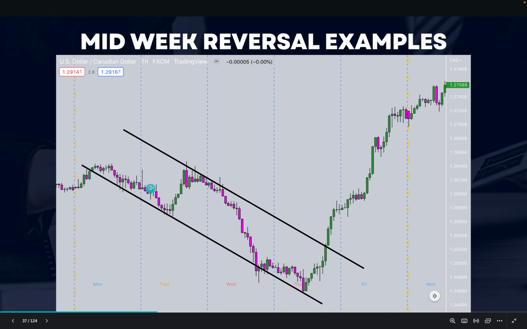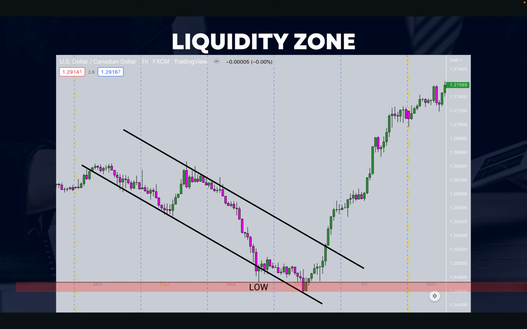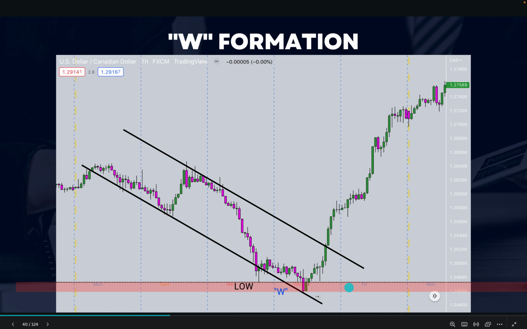very obvious downtrend, Sunday, Monday, Tuesday, induction trend. Wednesday, Thursday, they made the low of the week and then completely reversed the market off of that low of the week, completing that perfect midweek reversal. So this was another example on USDCAD, US dollar versus the Canadian dollar.